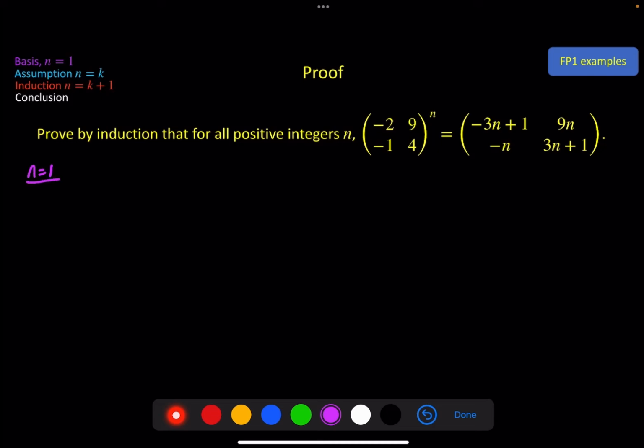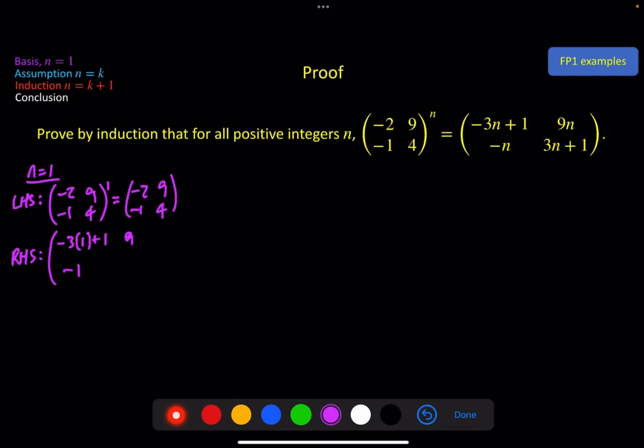Basis step, when n is equal to 1, left-hand side, we get minus 2, minus 1, 9, 4 to the 1 is obviously equal to minus 2, 9, minus 1, 4. Right-hand side, we get minus 3 times 1 plus 1, and minus 1 down there, 9 times 1 up here, and a 3 times 1 plus 1 over here, which gives us minus 3 plus 1 is minus 2, 9 times 1 is 9, minus 1, and 3 plus 1 is a 4. They match, therefore this is true for n is equal to 1.